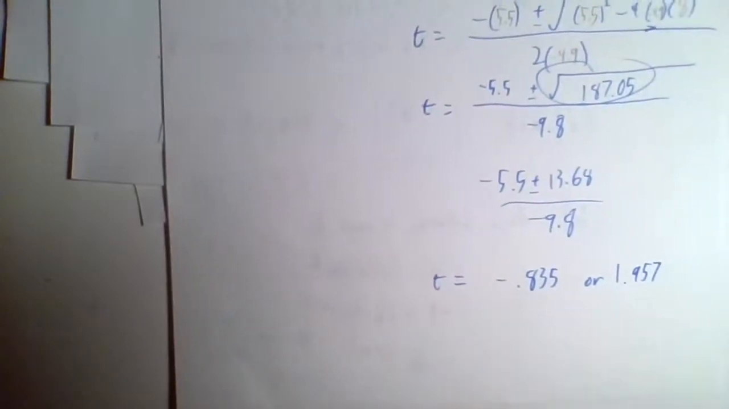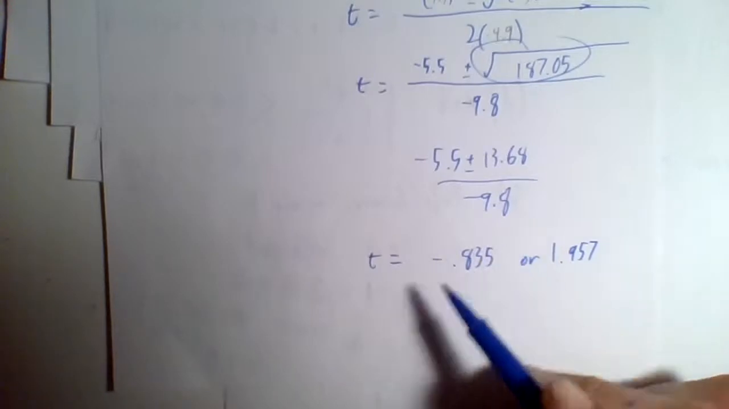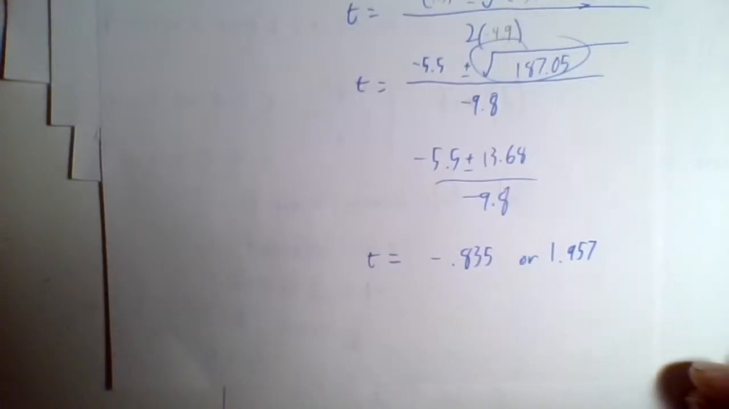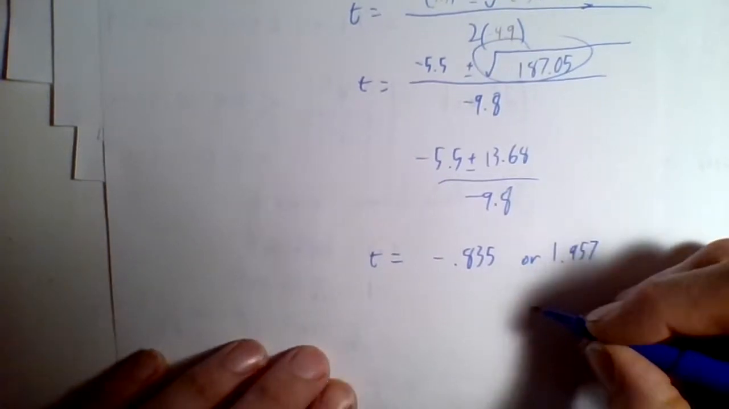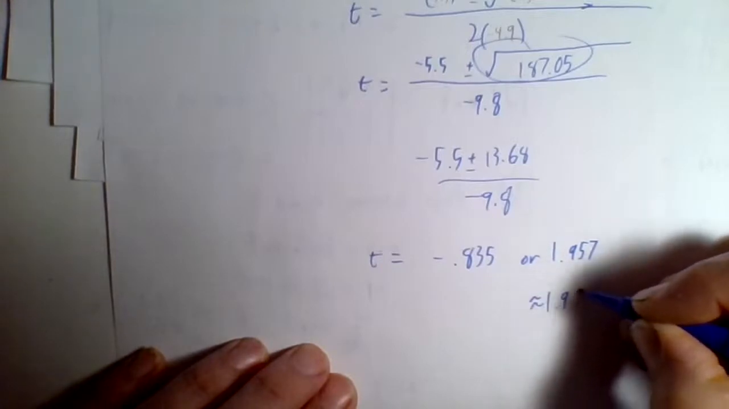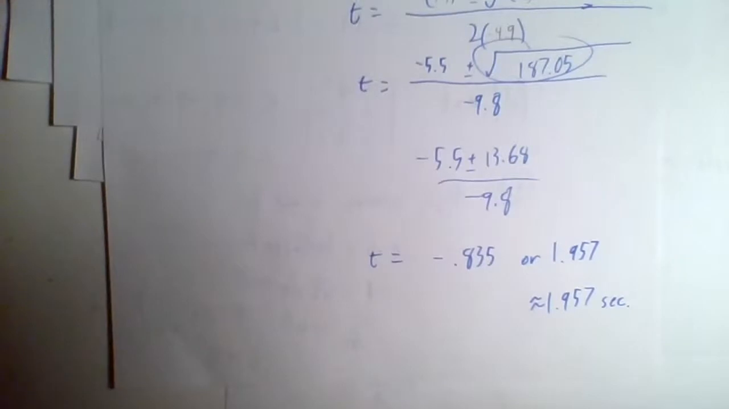Okay, one of those makes sense and one of them doesn't. So let me stop the calculator thing and think back to what I'm talking about here. This is supposed to be the time when it hits the ground. We don't have times before he threw the thing. We're not going backwards in time. We're only looking at after he threw it. So we're looking at this many seconds is how long it takes to hit the ground. So we're talking about approximately 1.957 seconds is when the thing will hit the ground.